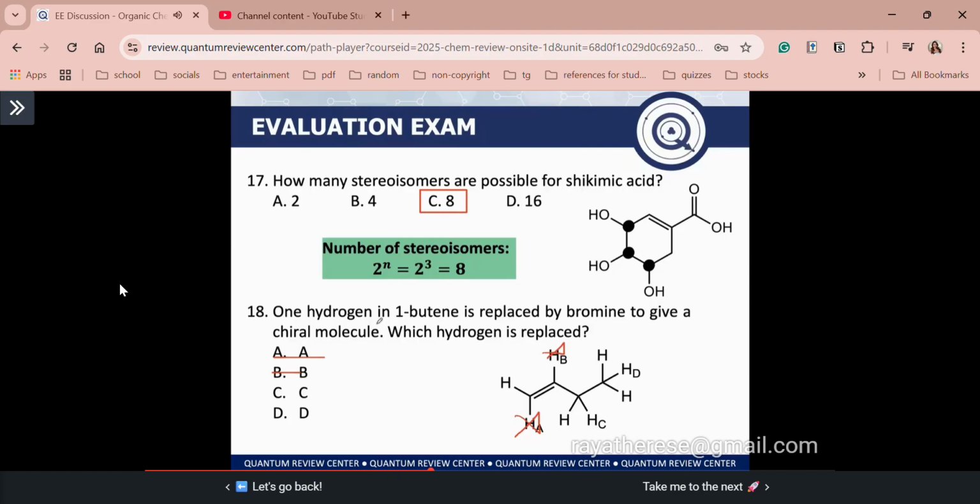Class, remember, they are both sp3 hybridized. It should have 4 different groups attached. For letter D, if you replace it with Br, you still have 2 H's, so it is still not chiral. But for HC, if you replace it with Br, as you can see, it will be a chiral molecule. So for number 18, class, easy question. The answer is letter C because here we have an sp3 carbon and 4 different groups attached when you replace a hydrogen with a bromine. Alright, number 18 is letter C.